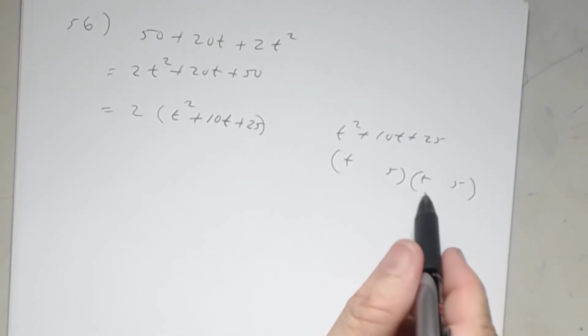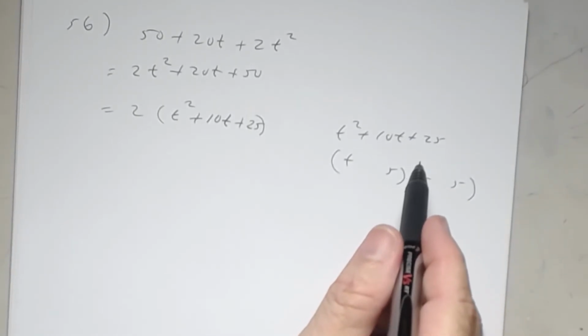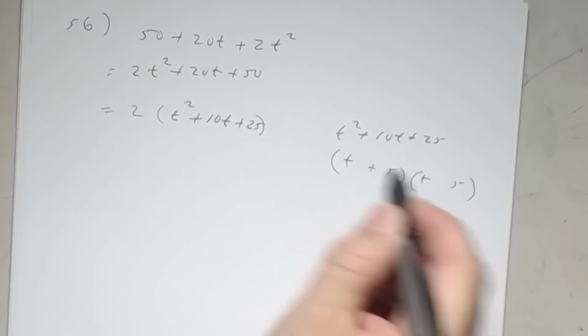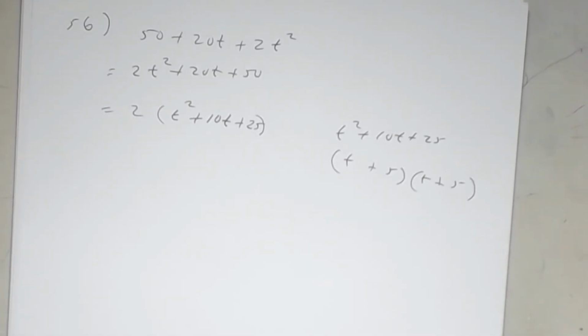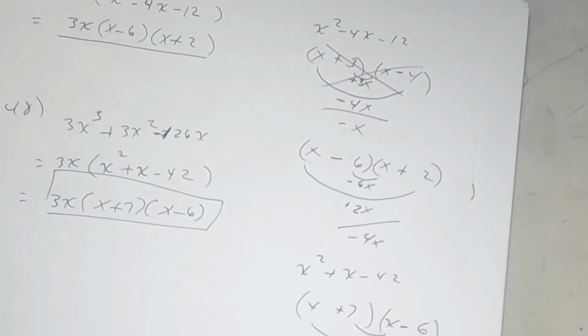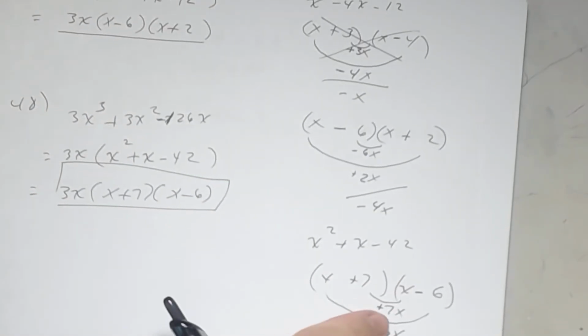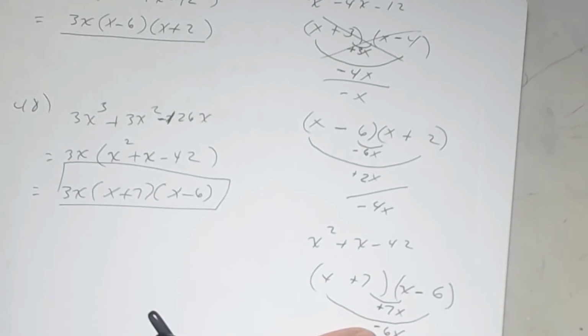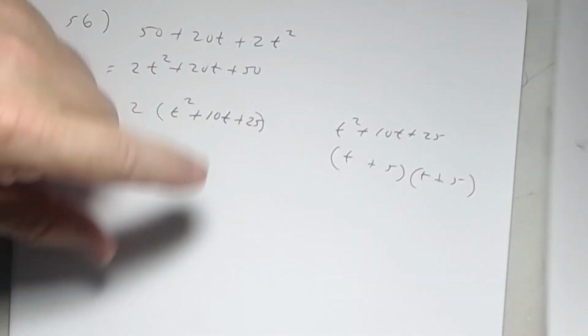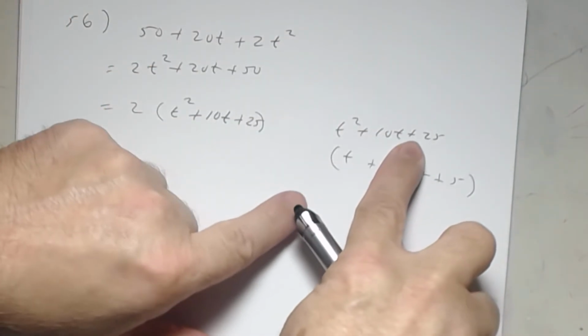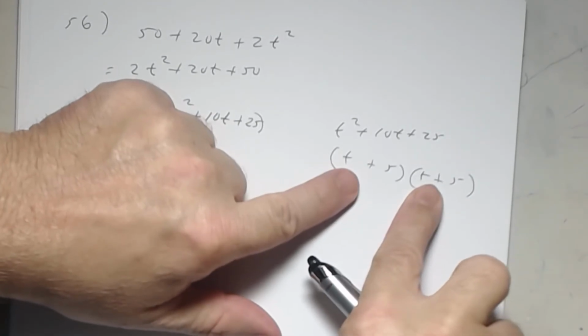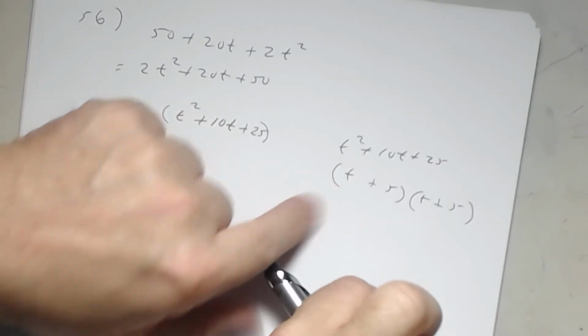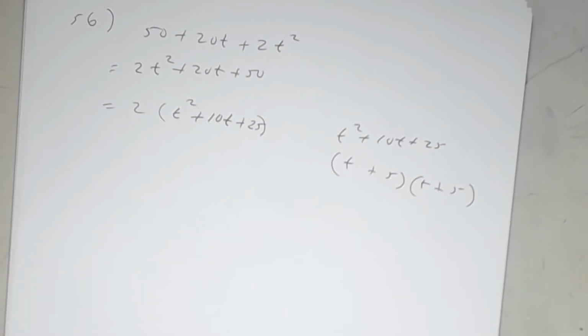And what are the signs? The signs are easy because the last sign's positive, so you know they have to be the same. It's going to be the plus. See, when I did the previous one, and the last sign was negative, that's where I said, well, let's just think about this. One has to be positive, one has to be negative. But here you don't have to think that way because the last sign's positive. It means that these have to be the same, and it's going to be the same as the middle sign.